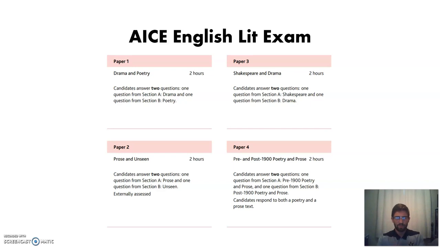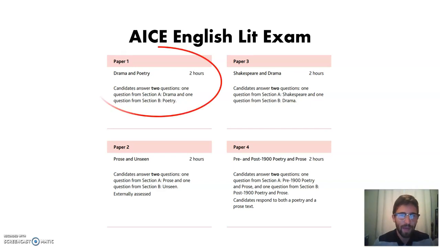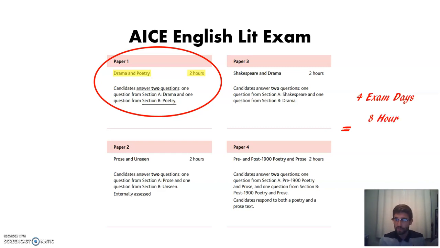To understand these 4 papers, let's take a look at paper 1 right there. Paper 1 is titled Drama and Poetry, and it's supposed to take 2 hours. It does take 2 hours. During that test, you answer 2 questions. One is about a work of drama, and one is about a poem. This same general setup is what you do for all 4 of the papers that make up the exam. All that adds up to 4 total exam days, 8 total hours of testing to answer 8 questions about 8 texts.